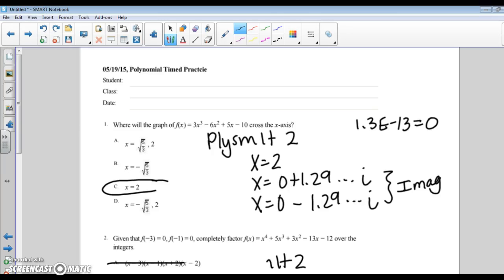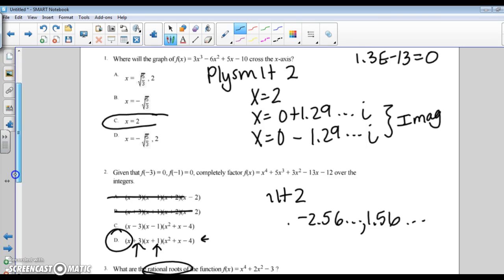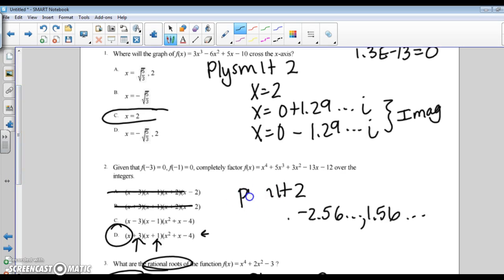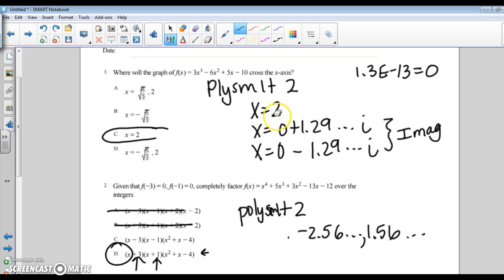In this video, I'll go through the practice on polynomials. For all of these questions, except for the last one, you can use PolySmalt 2 to do the problems. So for number 1, I put it into PolySmalt. When you type that in, you get 2, then you get two more answers that are 0 with an i on them, which are imaginary, which means your only answer is 2.